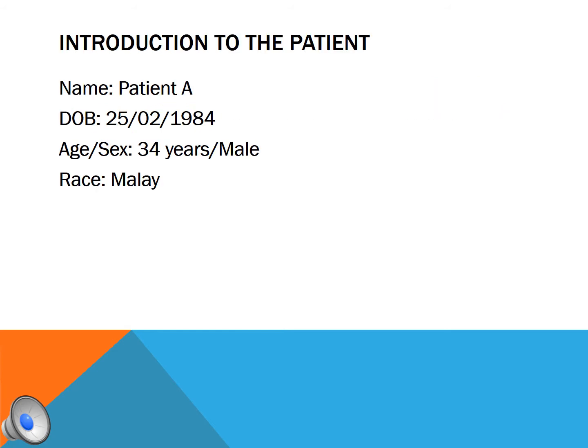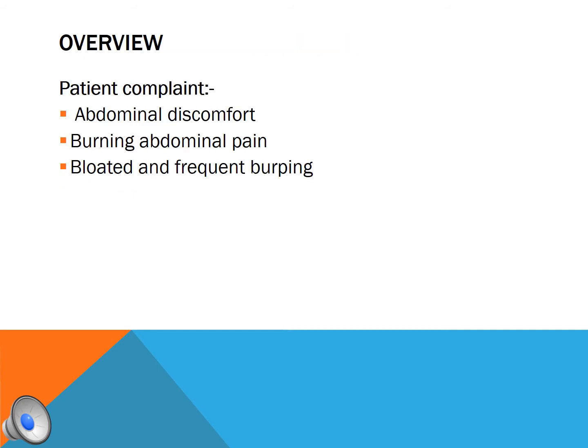So for the introduction to the patient, this is our patient today. This is patient A. The date of birth is 25th of February, born in 1984. The age is 24 years old and the gender is male. The race is Malay. Currently, the patient has complained about abdominal discomfort, burning abdominal pain, bloating and frequent burping. So the doctor has suggested to do the test for Helicobacter pylori.